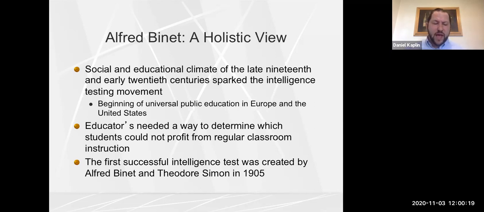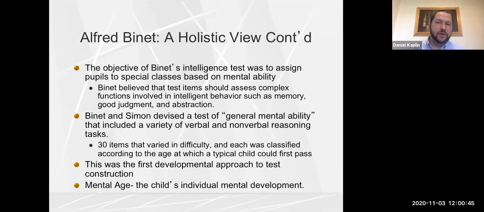So once you have a large number of people going into the school system, then you need to be able to identify those who are going to need more assistance than others. So he did. Alfred Binet worked with a colleague, Theodore Simon, and they came up with the first intelligence test called the Binet and Simon scale. And that was in 1905. So as I mentioned, Alfred Binet, he wanted to assign people to various classes based on their mental abilities, whether it be regular education or special education.